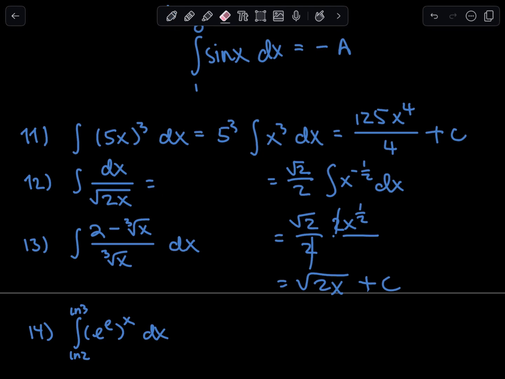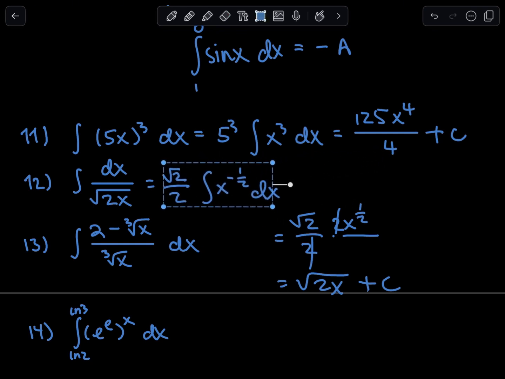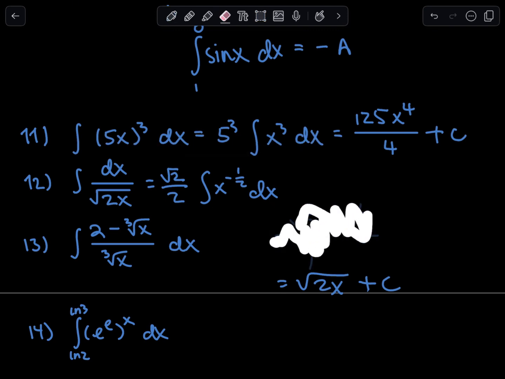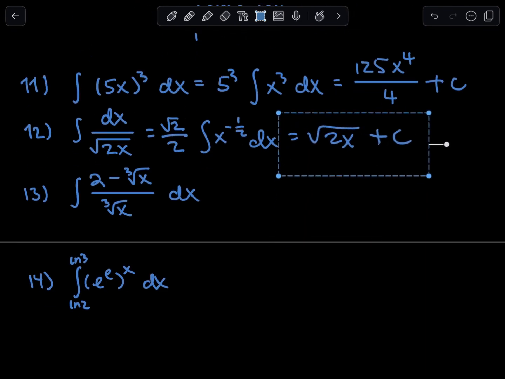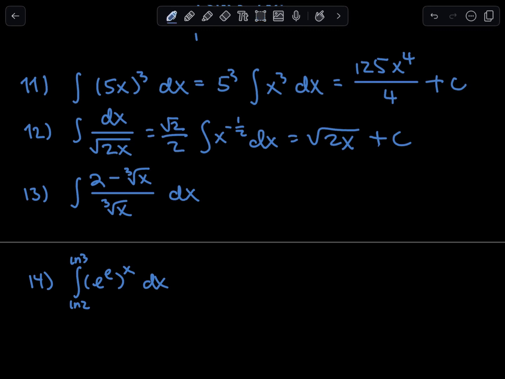Yeah, we don't have a lot of space, so I'm going to delete some things there. Can delete this. Okay, there we go. So square root of 2x plus c.